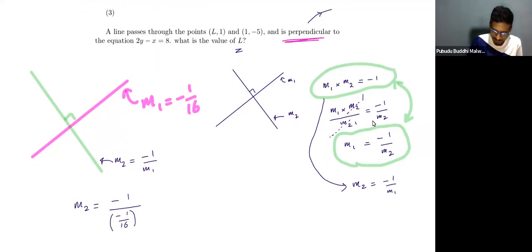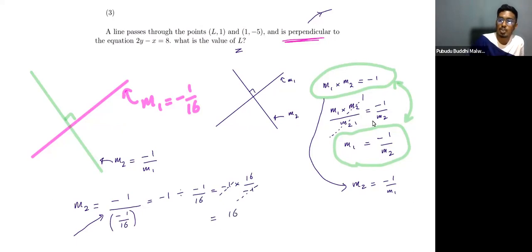That's a division symbol, so let me express it like this: minus 1 divided by minus 1 over 16. Then change that division to multiplication by taking the reciprocal: 16 over minus 1. We can cancel minus 1 and minus 1. So we will get 16 as the slope of this line. So that word is quite important, because of that word, we found the slope of that green line. So now let's move to our question.